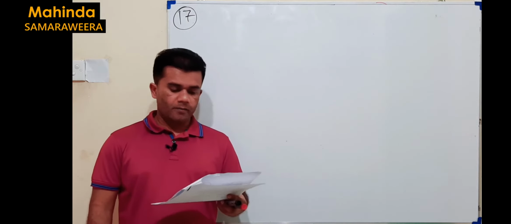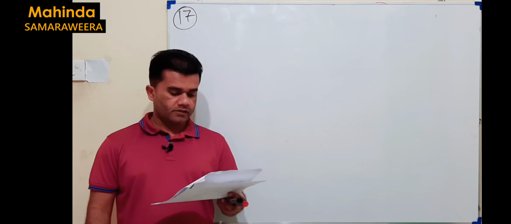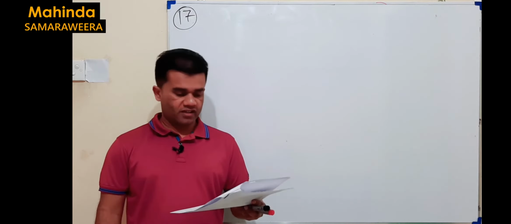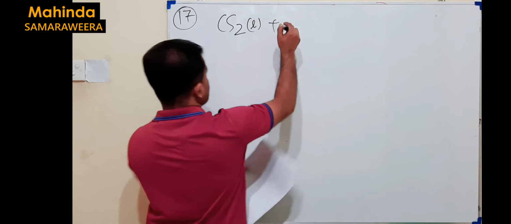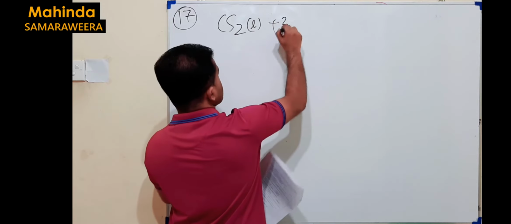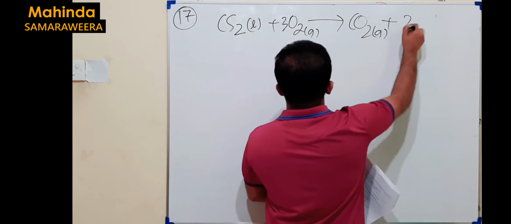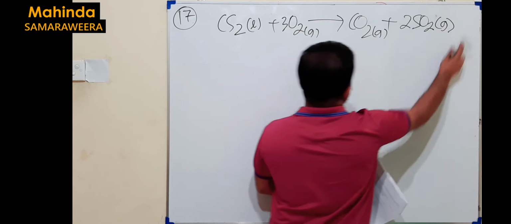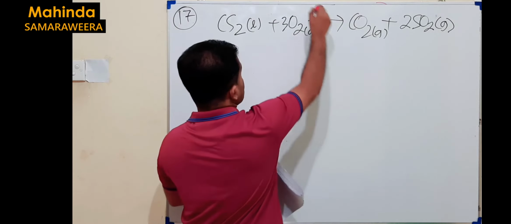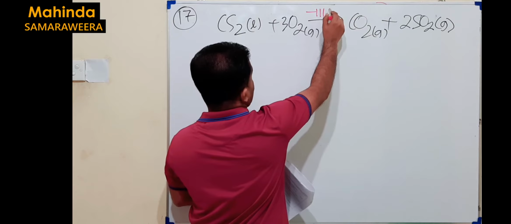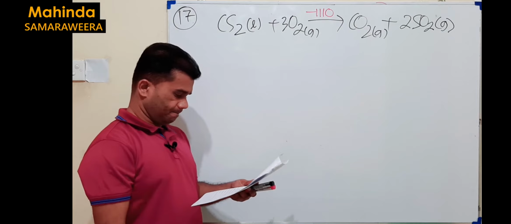Question number 17 from energetics, unit 5. Enthalpies are given. Accordingly, what is the standard enthalpy of formation of CS2? That's the question. I start with combustion of CS2. That's the equation for the combustion of CS2, but the enthalpy change for this one is given as minus 1110 kilojoules per mole. That's the enthalpy change for the combustion.